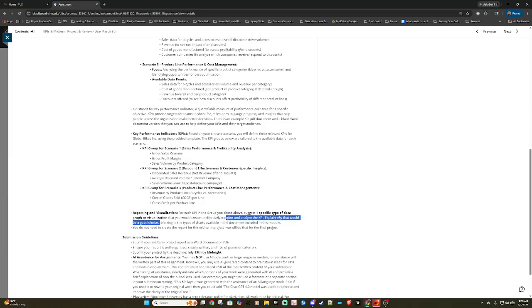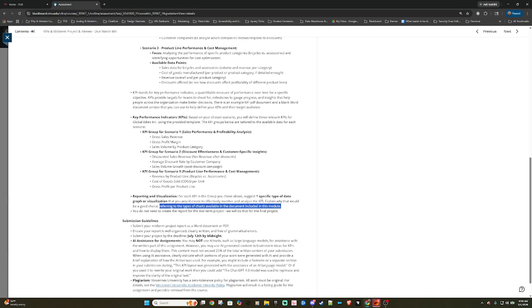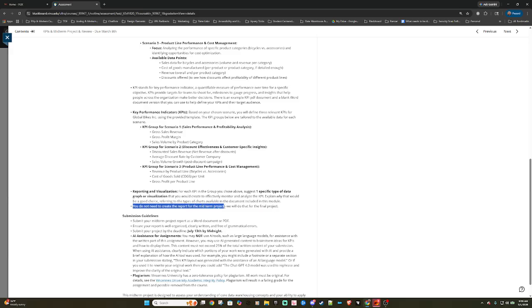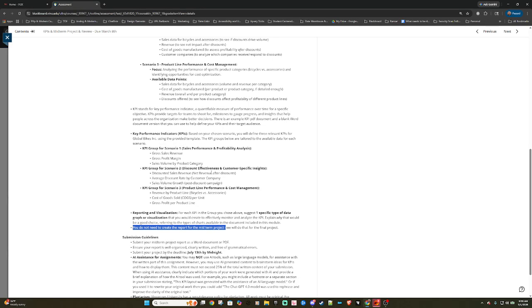And then it says referring to the types of charts available in the document included in this module, which is the baseline. This is what will get you your perfect score. If you want to go above and beyond, it will not hurt your grade, is what I'm trying to say there. You do not need to create the report. You do not need to make the report for me today for the KPIs. You just need to look at the data and say, oh, this I think would look best as this because X, Y, Z.